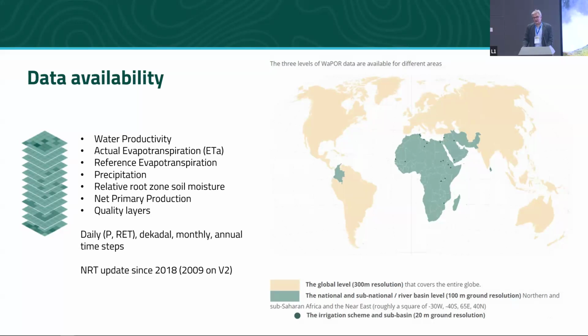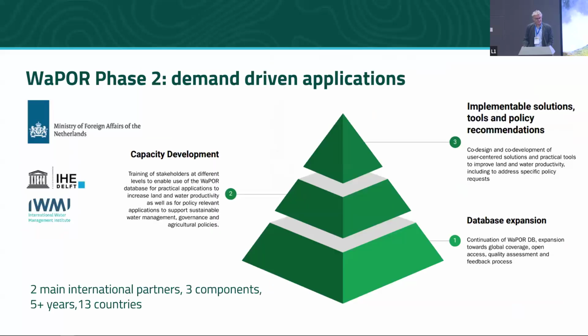The global level has a resolution of 300 meters. We have a level at 100-meter resolution for Africa and the Near East and several countries for which we have some focus areas. And I don't know if you can see that. Yes, you can see that. Those are the dots, and on those dots we have data available at 20 meters, so that is very, very high resolution, and then it becomes also interesting for farmers.